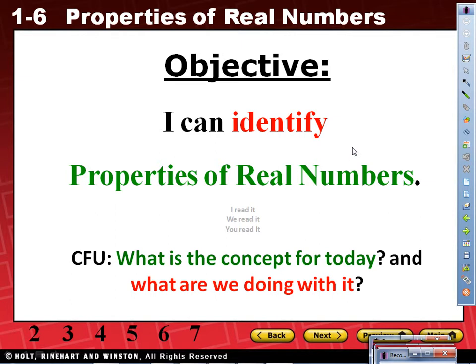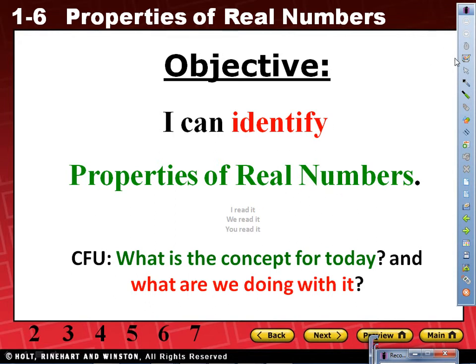Okay? So you have the handout in front of you. You already have the objective down there. So make sure you circle "identify" in red, and underline "properties of real numbers" in green, so that we know what concept we're still on. So our concept for today is properties of real numbers.